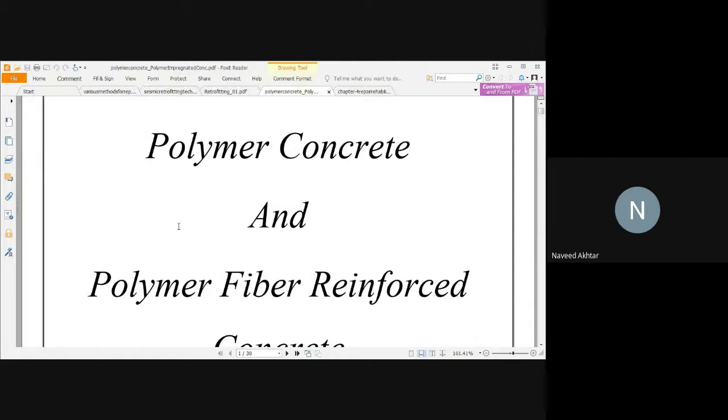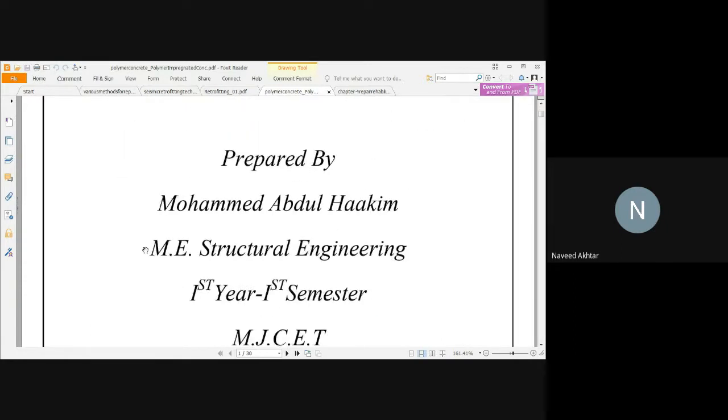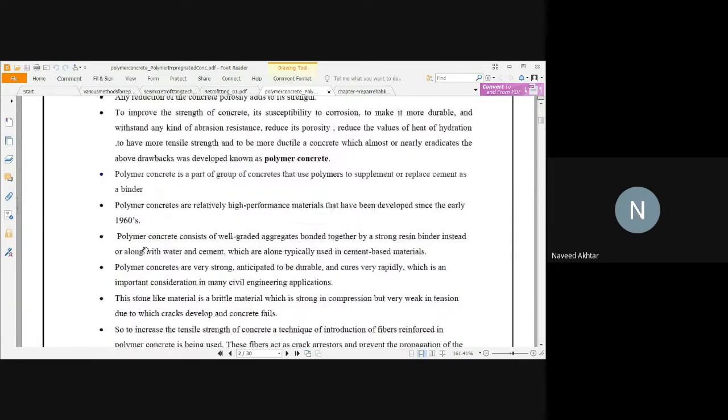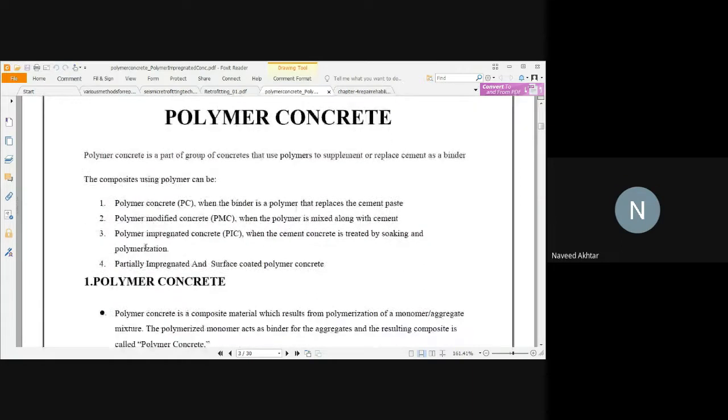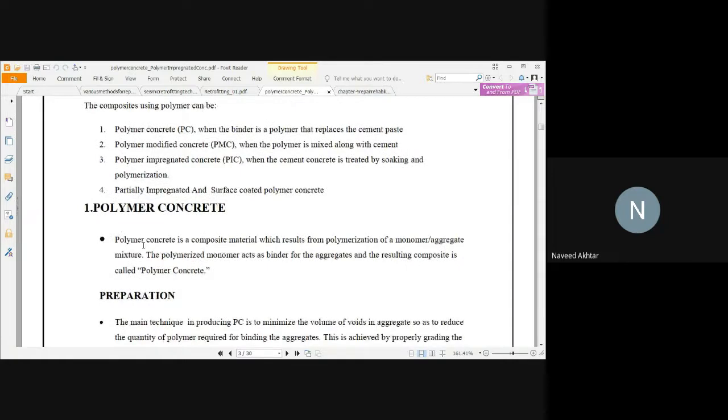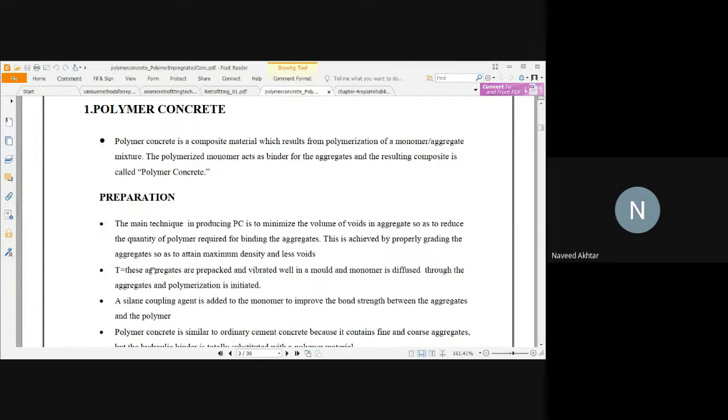Literature is available for the repairing and maintenance of concrete. Also, we can mention polymer concrete and polymer fiber reinforced concrete. These are also very useful for repair. So what is polymer concrete? Polymer concrete is a composite material which results from polymerization of a monomer aggregate mixture. The polymerized monomer acts as a binder for the aggregates, and the resulting composite is called polymer concrete.